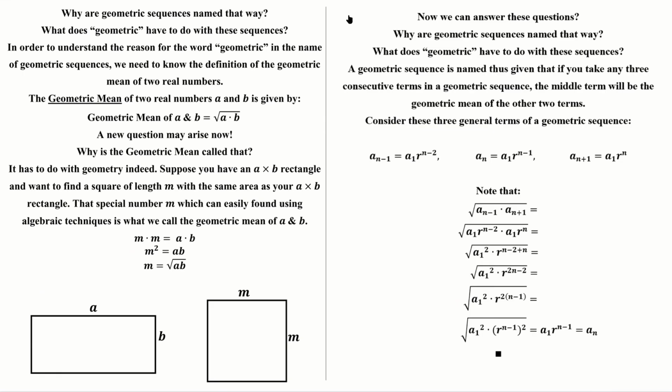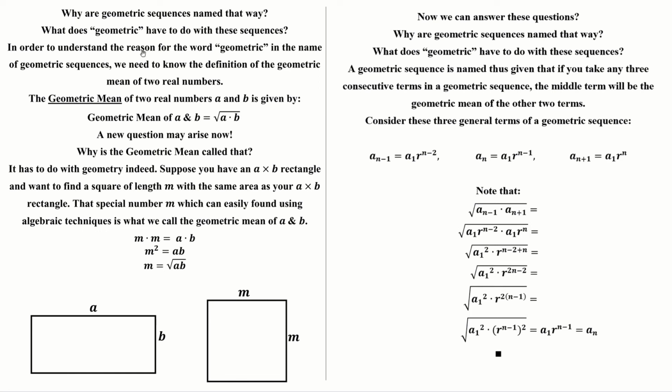All right, it was about this point in our study of arithmetic sequences that we paused and we asked a couple of questions. Why are arithmetic sequences named the way they are, and what does the word arithmetic have to do with those sequences? Now we're going to address the same questions for geometric sequences. In other words, why are geometric sequences named that way, and what does geometric have to do with these sequences?